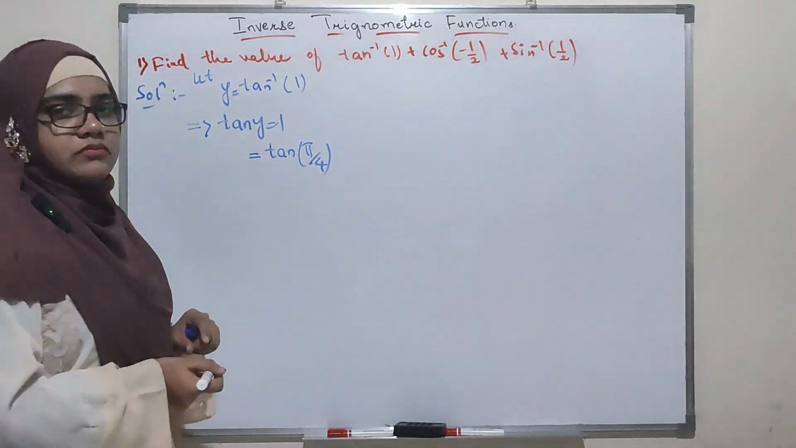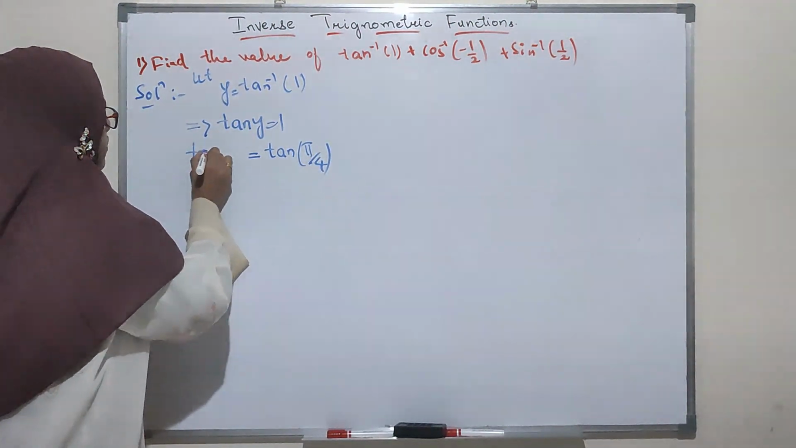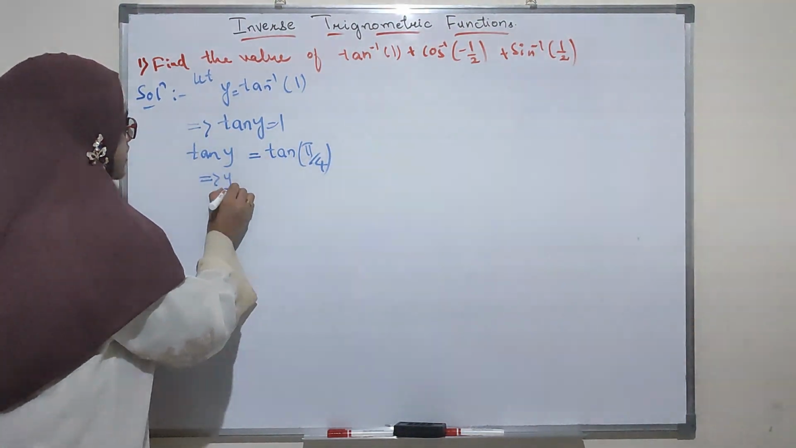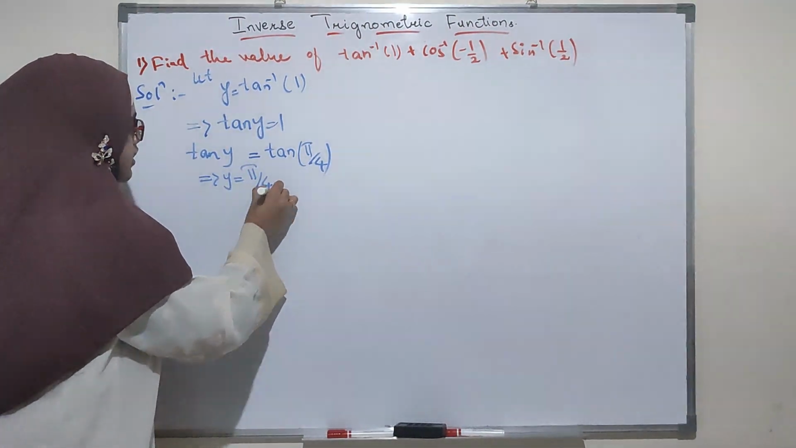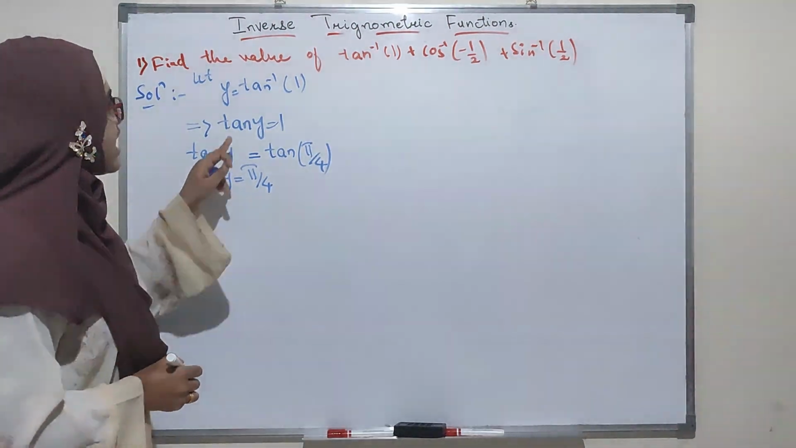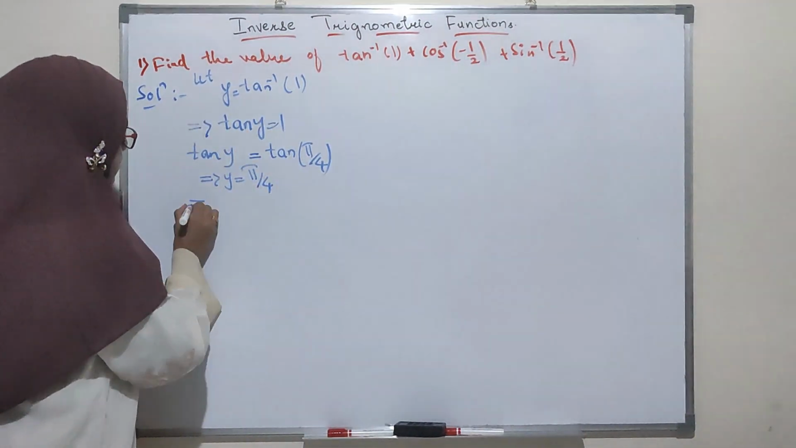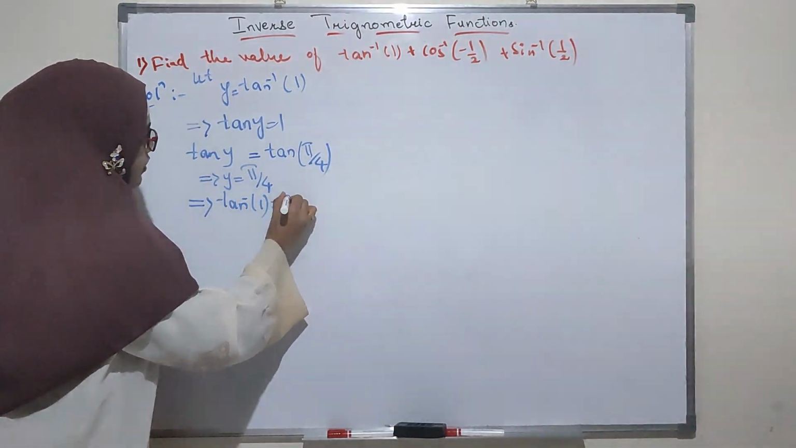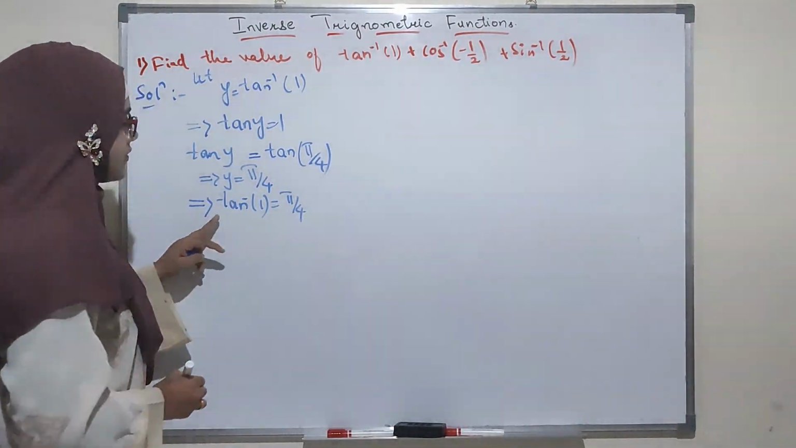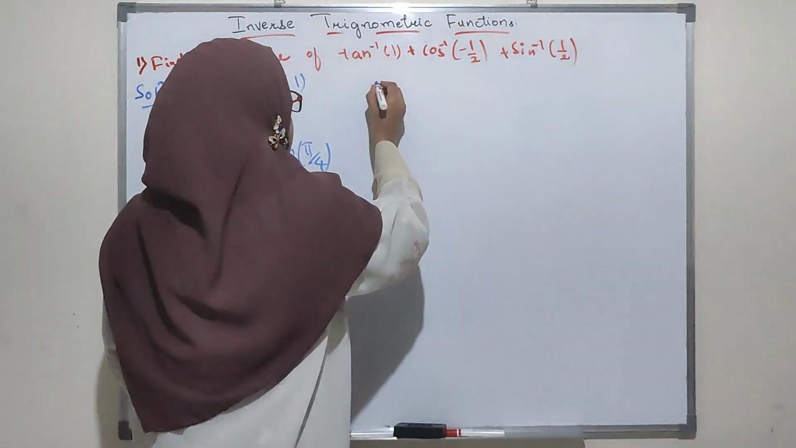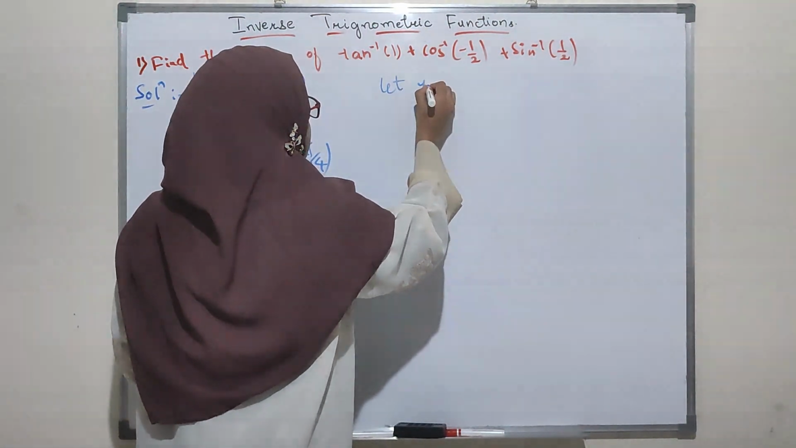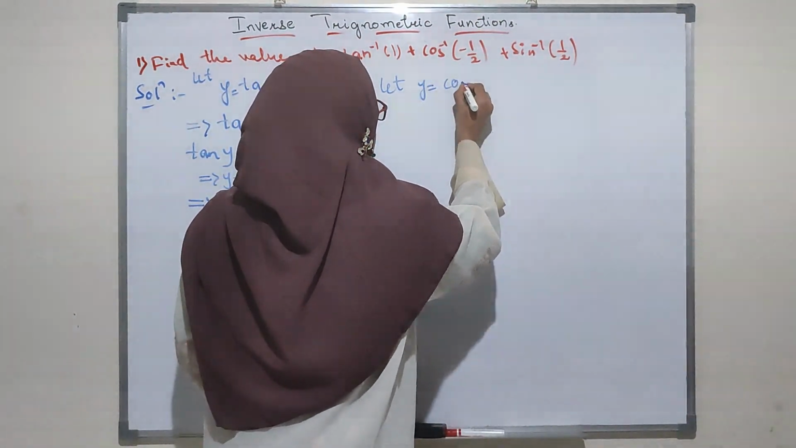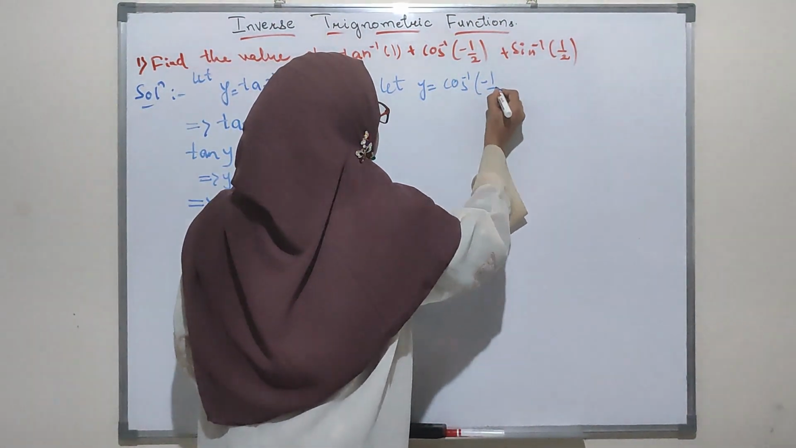So here tan y equals tan pi by 4. The tan gets cancelled. What is remaining? y is equal to pi by 4. But we have taken y as tan inverse of 1. So write down: this implies tan inverse of 1 equal to pi by 4. This is for the first term. Now take the second term: consider again y, or you can consider theta also. Consider cos inverse of minus 1 by 2.